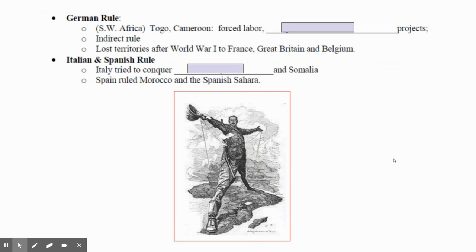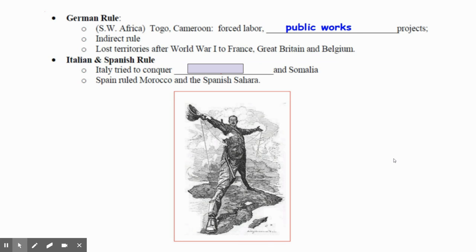Germany ruled for a while, primarily in the southwestern part of Africa, Togo, Cameroon. Like Belgium, they were using forced labor, but they also established public works projects. In time, they ruled indirectly by using African leaders to rule in the name of the Germans. But when World War One comes to an end, a lot of the territory that Germany held is going to be lost. It's going to go into the hands of the French, the British, or Belgium.